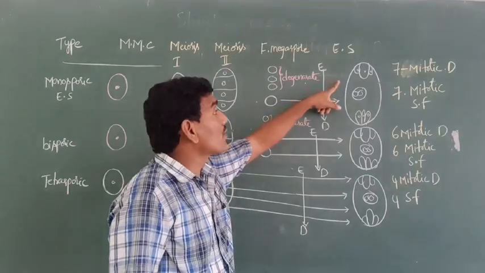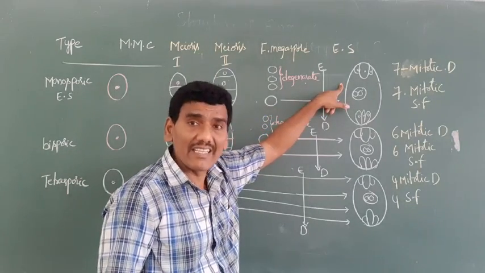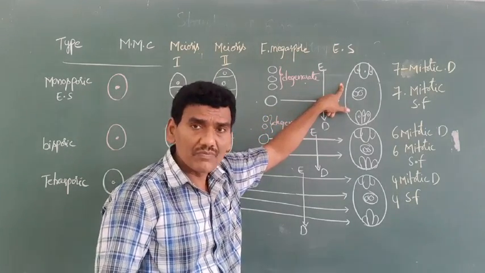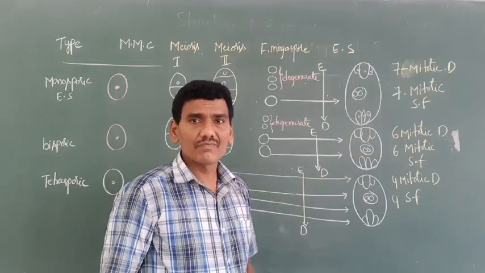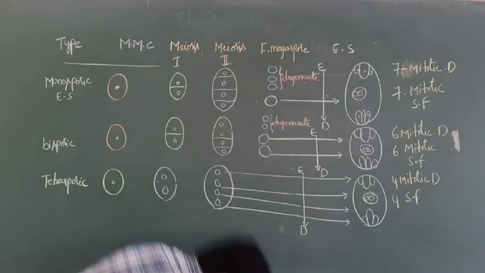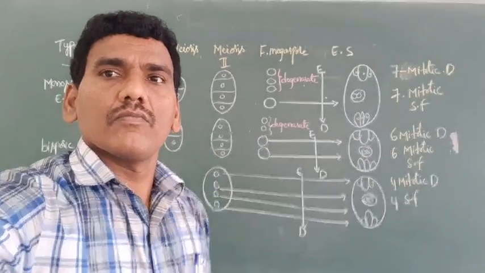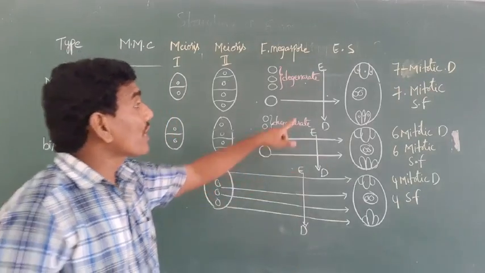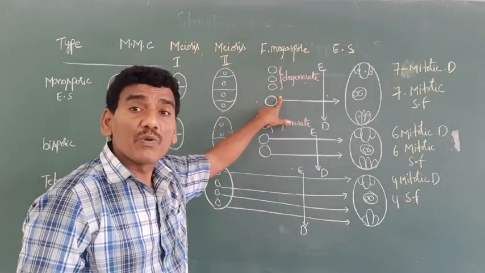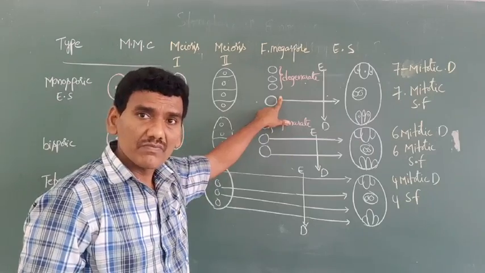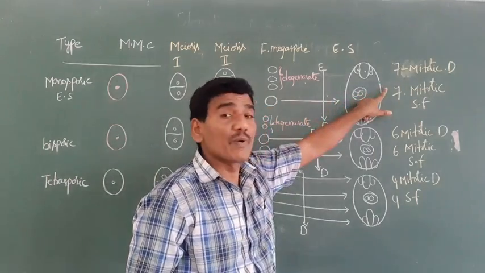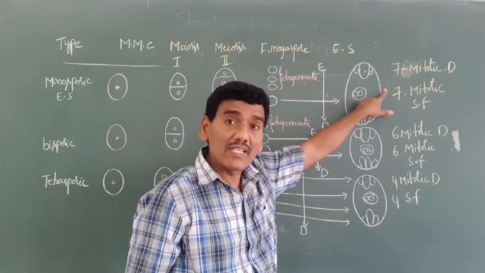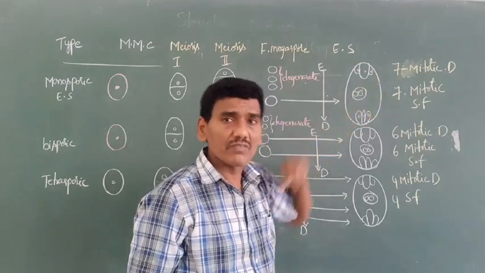The examples of monosporic type of embryo sac are Polygonum and Oenothera. Here, the monosporic type of embryo sac is formed from single megaspore. In that monosporic type of embryo sac, 7 mitotic divisions, 7 spindle fibers are involved.